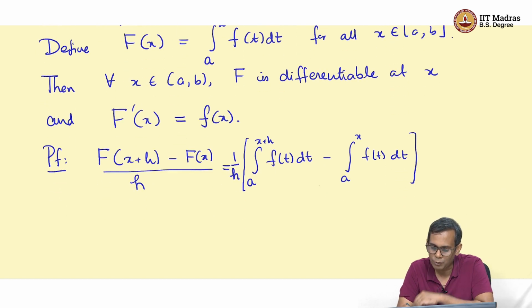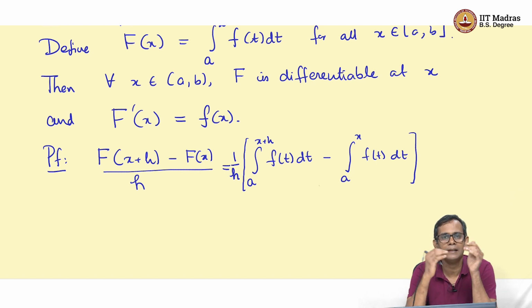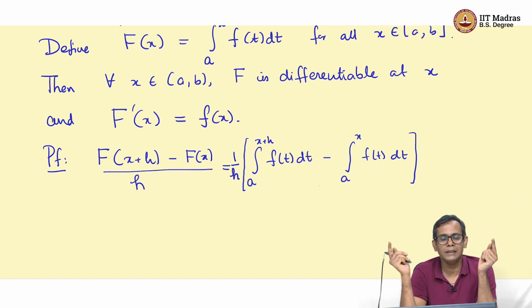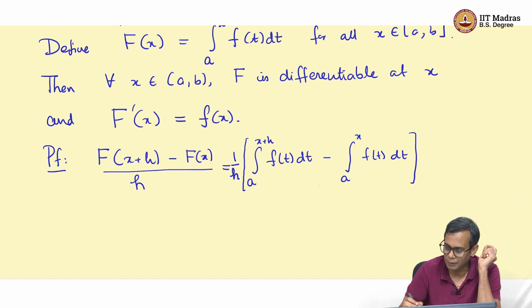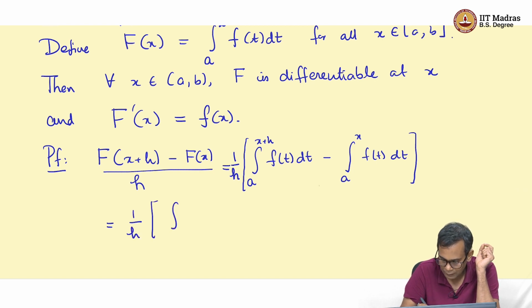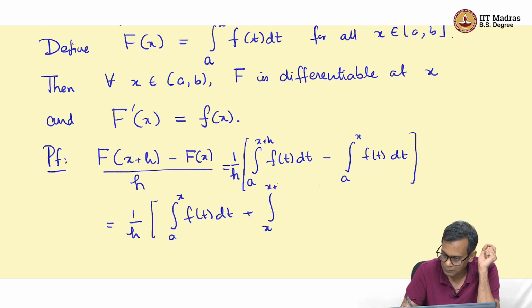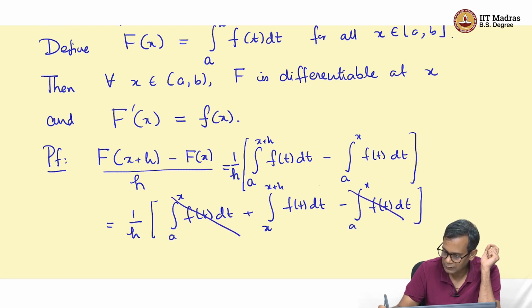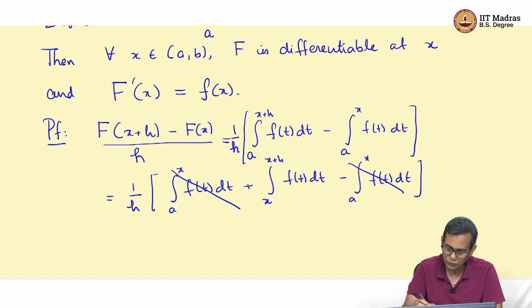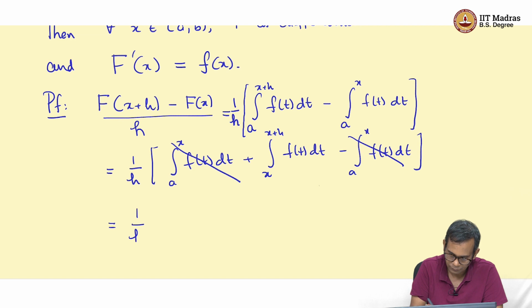Okay, but remember the additivity property of the integrals, that if I have 3 points a less than b less than c, then the integral from a to c of a function is the integral from a to b plus the integral from b to c. So, using that I can write this first term here as the integral from a to x of f of t dt plus the integral from x to x plus h of f of t dt, and of course I must subtract again the integral from a to x of f of t dt. So, these two terms cancel off and I am just left with 1 over h times the integral from x to x plus h of f of t dt.